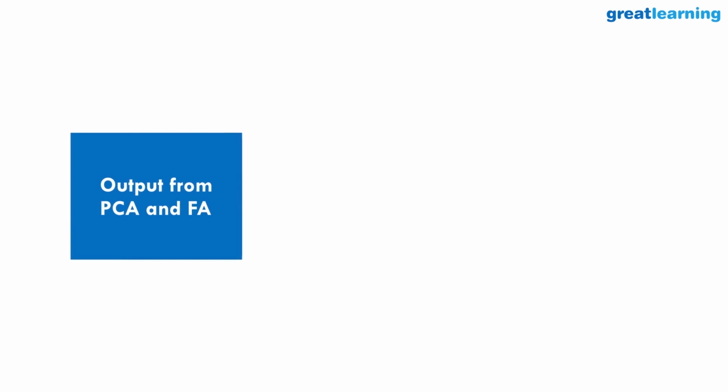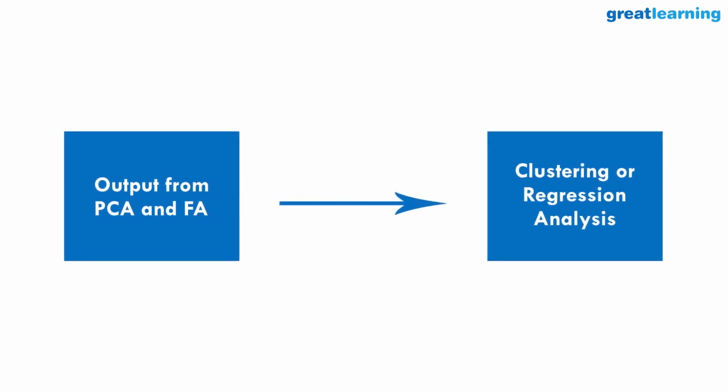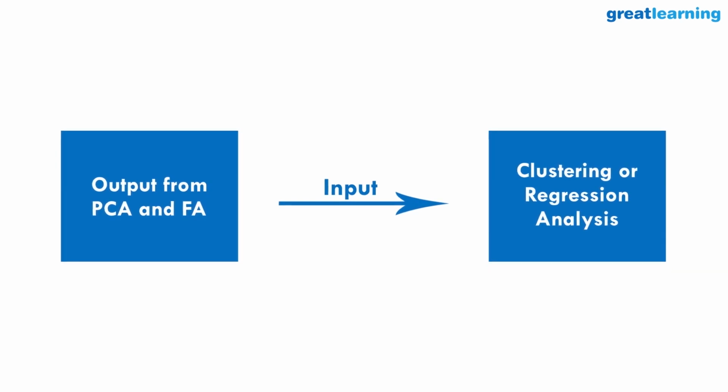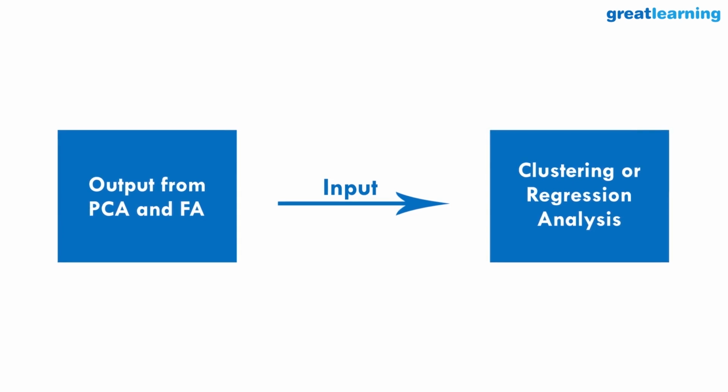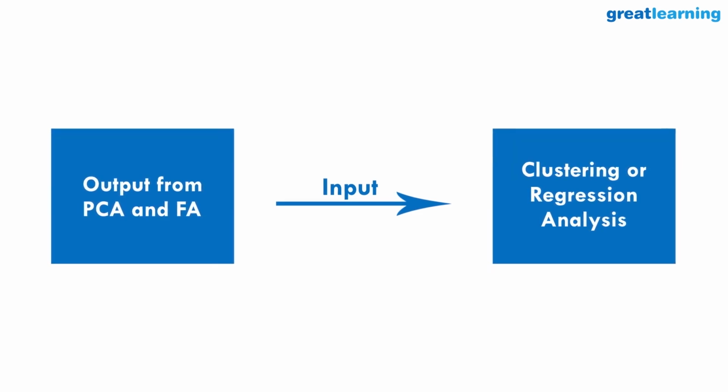Everywhere these techniques are applied, and sometimes the output of these models is taken as input to other models. Let's say, for example, in the case of principal component analysis and factor analysis, you get an output called principal component scores and factor scores, which you use in, say, for example, clustering analysis, or in regression analysis again, and so on and so forth.